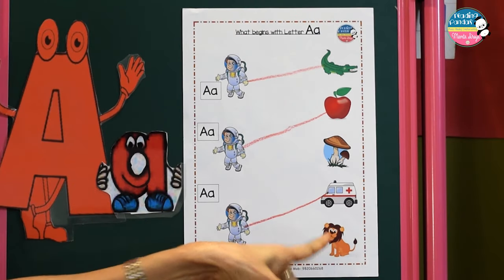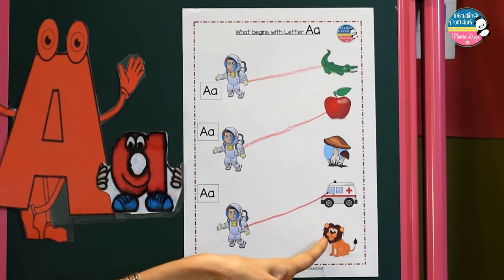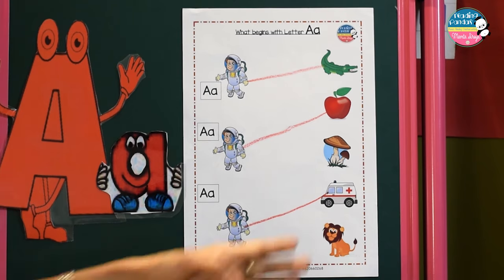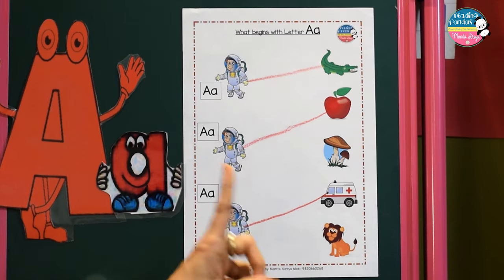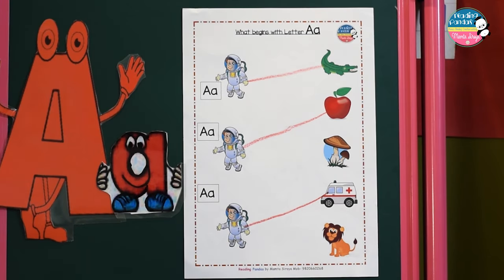And who do we have after this? A lion. Does it begin with the sound A? No. It begins with another sound, L. Now, can lion and astronaut be friends here? No. So, we cannot match lion to astronaut.